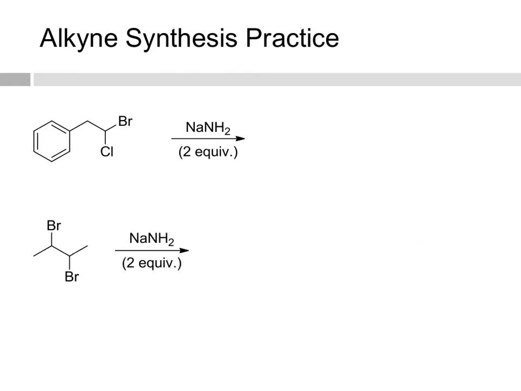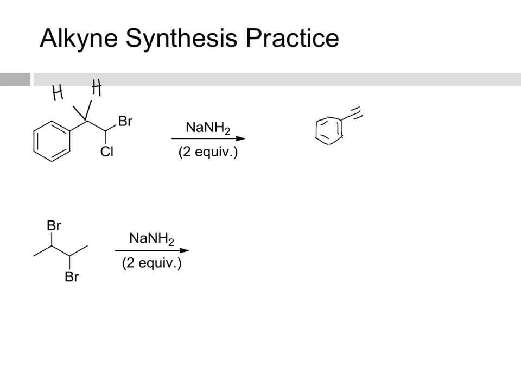Now let's predict the products for this reaction. We've got a geminal dihalide, and we have two equivalents of a very strong base, sodium amide. We have to make sure that we do have protons to abstract, and we do. So overall, we can imagine that the first equivalent of base will abstract this proton and kick out the bromine. The second equivalent will abstract the second proton and kick out the chloride. Overall, you would have gone through the alkene and reached the alkyne. So the final product will be this alkyne.